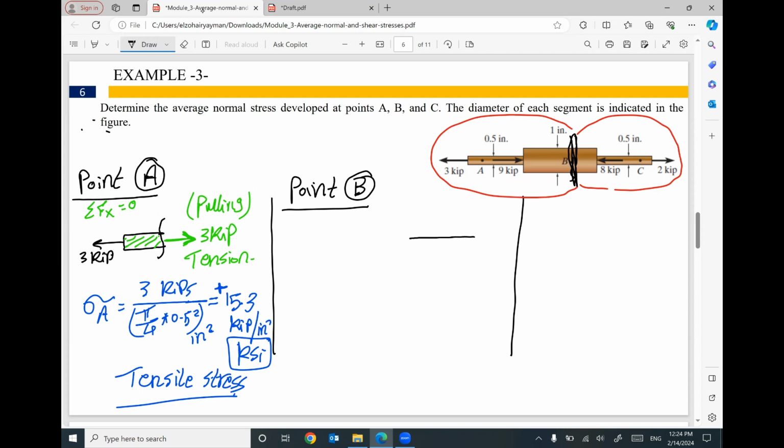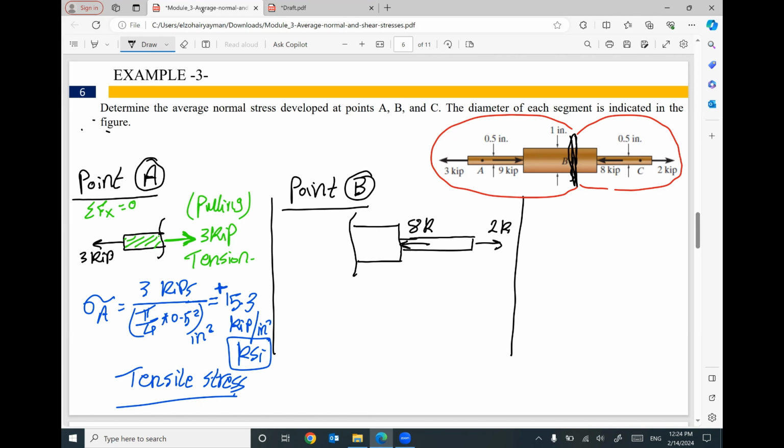So I have here the right one. It looks like this, and I'll make it bigger. And here is your cut at point B. Keep in mind, we have a force here, 2 kip, and I have another force here. How much? 8 kip.